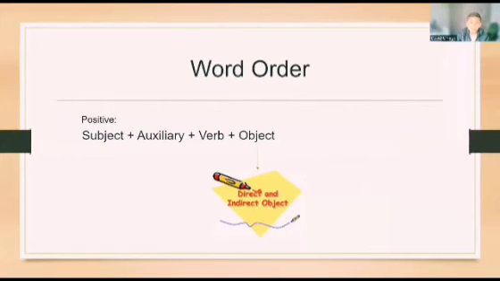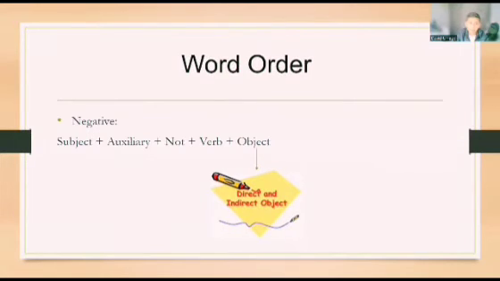The examples. First, with the positive, I can say: he is studying a lot, for example, and she is playing the piano, for example. With the negative: he isn't watching TV at night, and he isn't playing with the ball, for example.